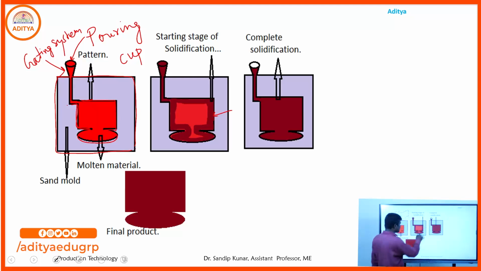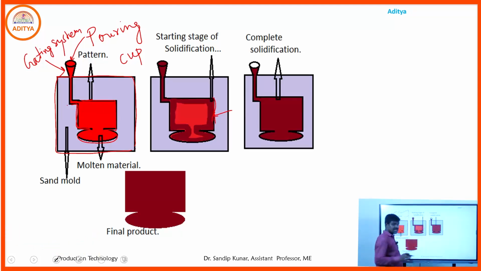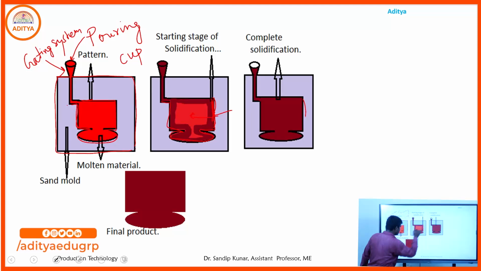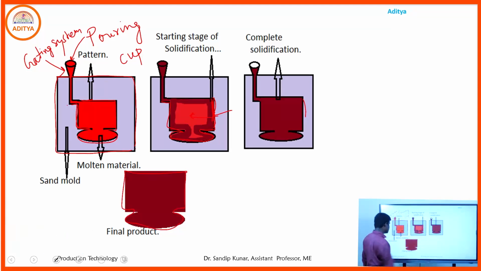Means when molten metal comes to that particular surface, the first heat will be extracted from the mold through the mold surface. It means heat extraction will start from that particular mold surface, and solidification will start from that surface area, because in that surface the first heat extraction will be started. Means solidification starts from the surface towards the center. Then it will take the solidification as per shape, and finally that product will be produced. That is the final product.